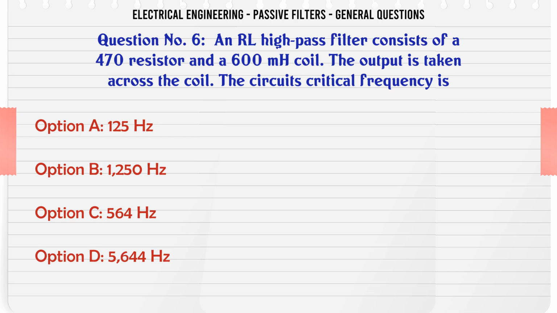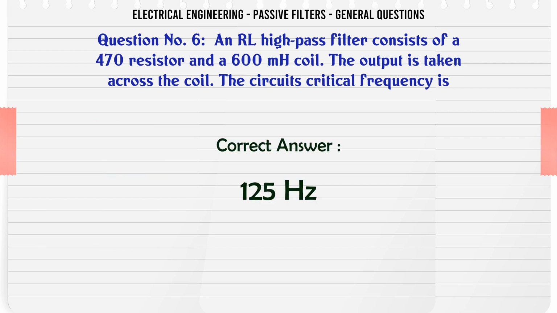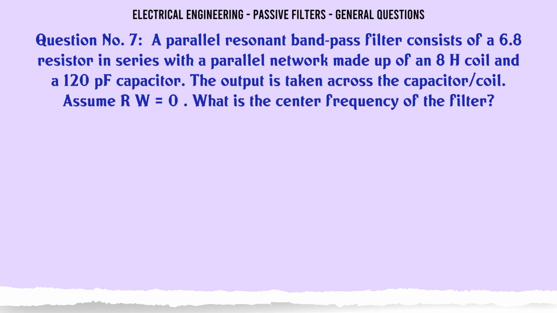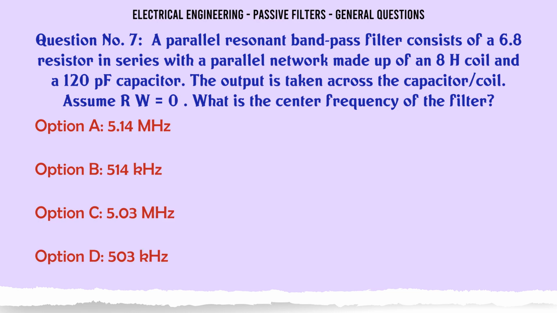An RL high-pass filter consists of a 470 Ω resistor and a 600 mH coil. The output is taken across the coil. The circuit's critical frequency is: A, 125 Hz; B, 250 Hz; C, 564 Hz; D, 644 Hz. The correct answer is 125 Hz.